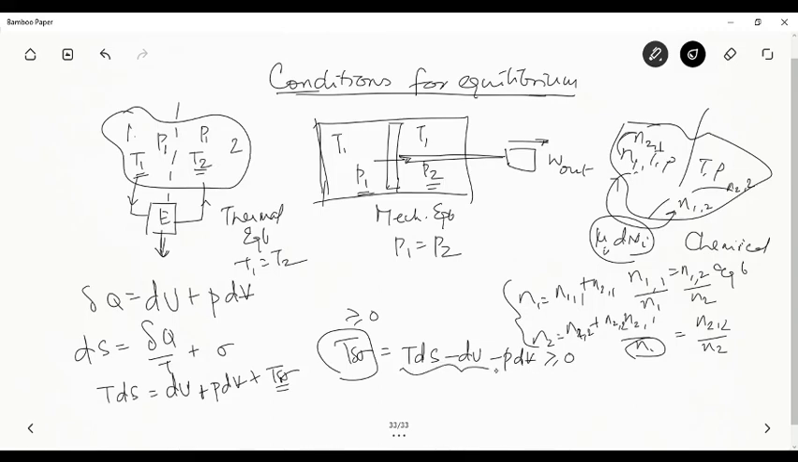So if I look at this expression, which is a combination of the first and second laws for a small infinitesimal change in state of this object, which is a simple compressible system, then if I maintain S and V to be the same, the condition for this process to happen spontaneously would be that minus dU is greater than or equal to 0, or dU at constant S, V has to be less than or equal to 0 for a spontaneous process to happen.